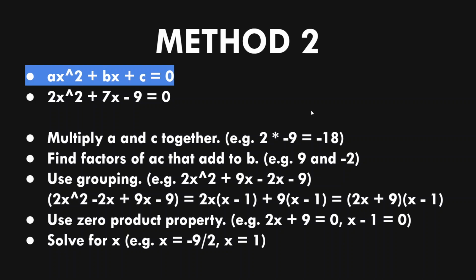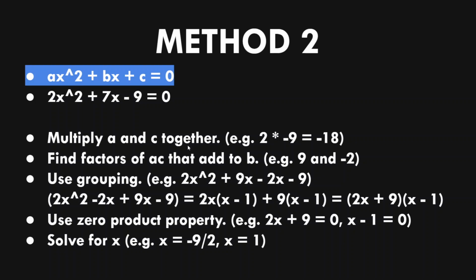The second method is where the format of the equation is ax squared plus bx plus c is equal to 0. An example here would be 2x squared plus 7x minus 9 is equal to 0. And so the first step here would be to multiply a, which is 2, and c together, which is minus 9. So you multiply these together to get minus 18.